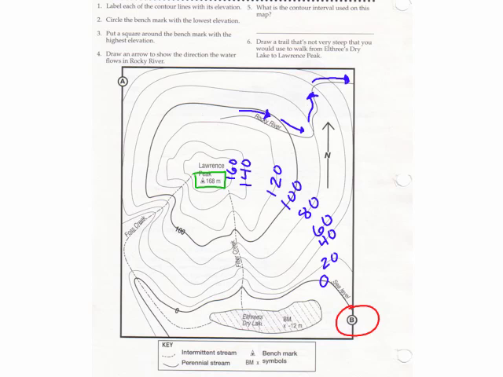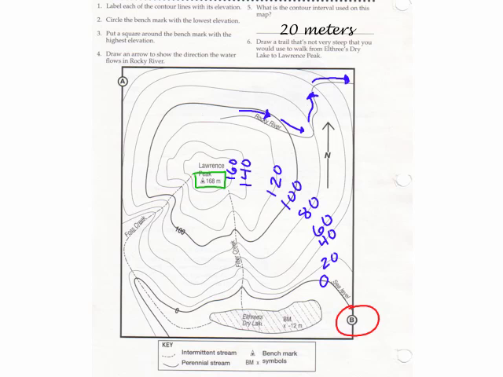Number 5 is basically something we've already talked about, but what is the contour interval used on this map? And you should have written in there 20 meters. Okay, now number 6, draw a trail that's not very steep that you would use to walk from Lee's Dry Lake to Lawrence Peak. Well, first you have to find Lee's Dry Lake down there at the bottom, and then draw a line that's not too steep. So basically what you want to do is you don't want to go up any lines too quickly.